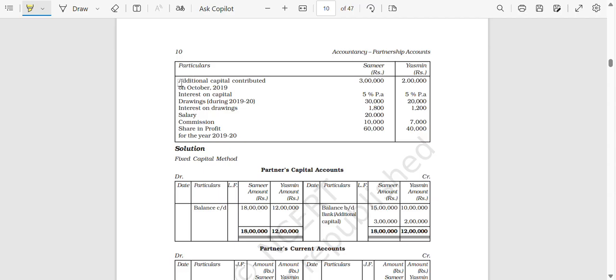So these are the adjustments during the year. Additional capital contributed is 3 lakh. Interest on capital 5%. Drawings 30,000. Interest on drawings 1,800 and 1,200. Salary 20,000. Commission 10,000. Share in profit for the year 2019-20 60,000 and 40,000 respectively. So now we will start with the fluctuating method.